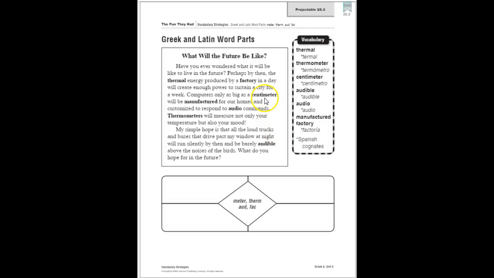And then centimeter and thermometer. See meter at the end there too. This thermometer has two word parts that we are looking at. So those two would go together. And then manufactured and factory would go in the fac word part square.